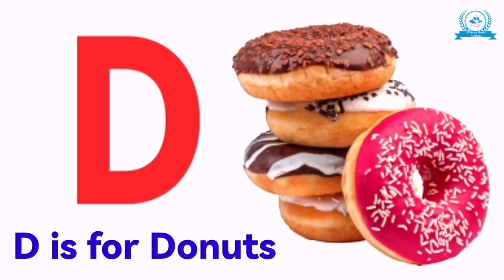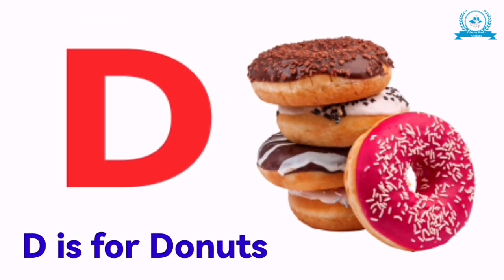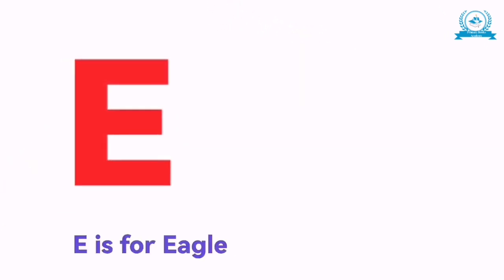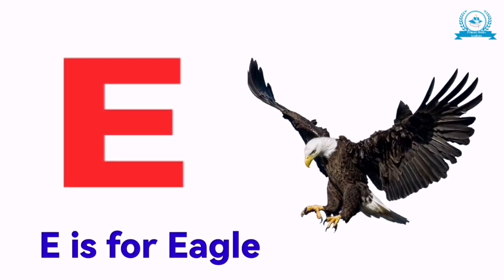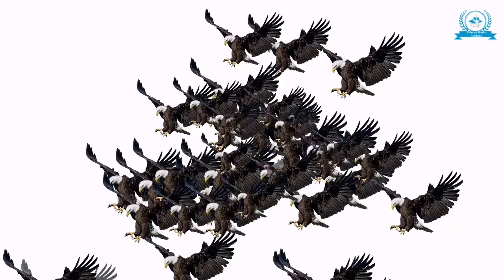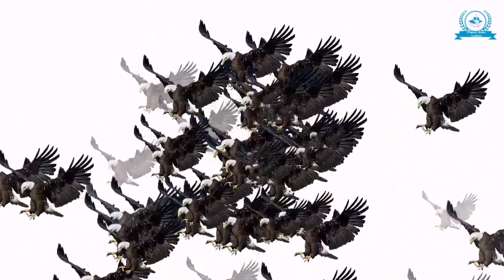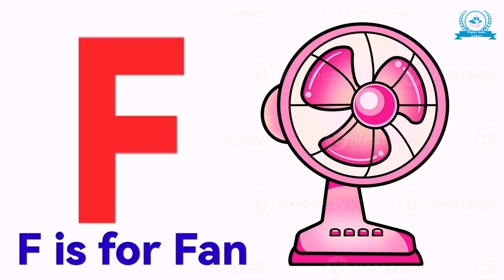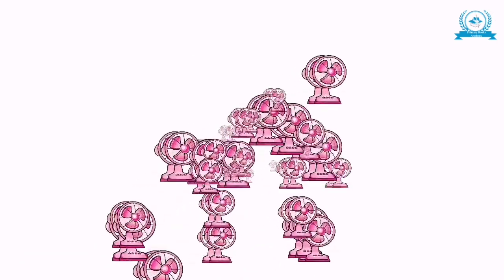D is for donuts. E is for eagle. F is for fan.